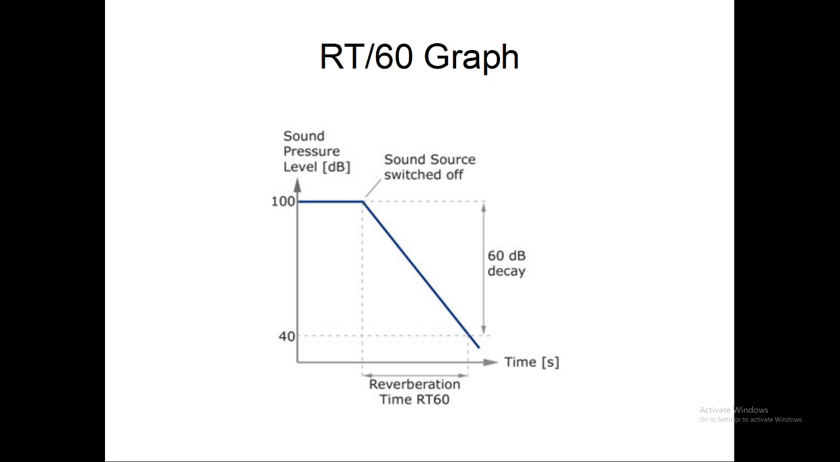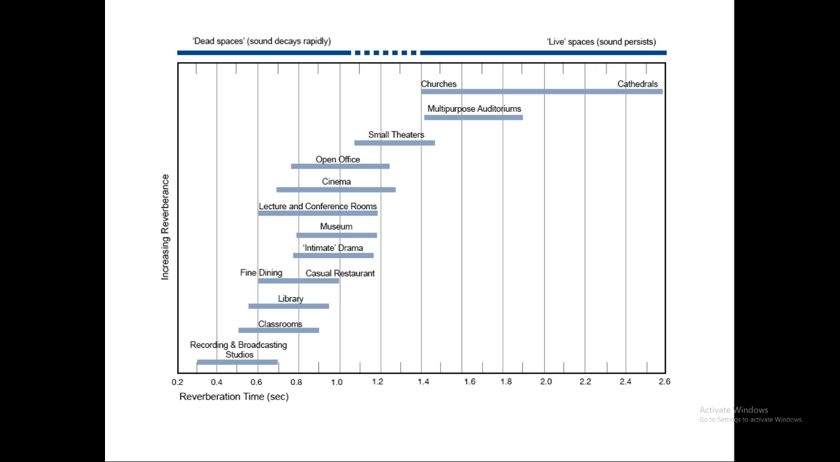So this is just kind of a graph of an RT60. Basically, you have the sound pressure level that energizes the room. You turn it off and you start measuring. And the time that it takes to fall below 60 decibels is your RT60 time.